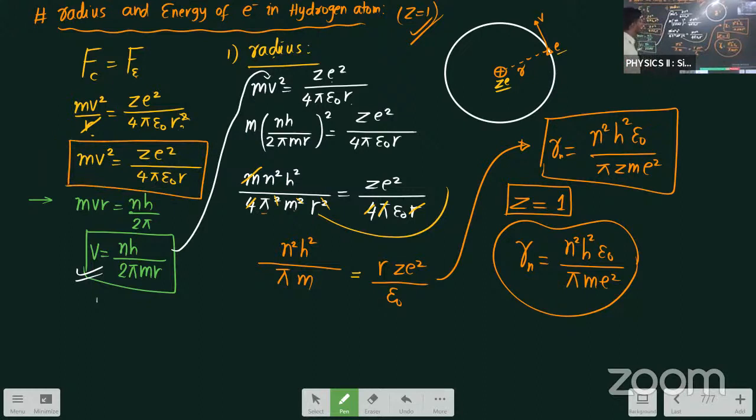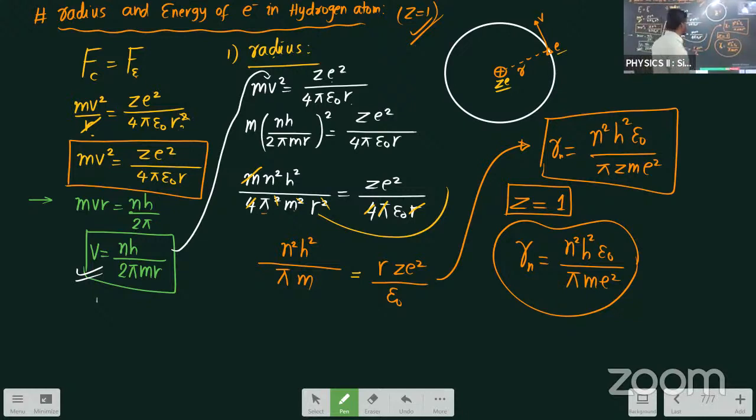Now from Bohr's quantization rule, we know that the angular momentum of the revolving electron is an integral multiple of h by 2 pi. So from here, I substituted the value of v in this equation, mv square equals ZE square by 4 pi epsilon naught R. After solving this, what is the formula for the radius of nth Bohr orbit you get? n square h square epsilon naught by pi Z m e square. We are discussing the case of hydrogen atom. For hydrogen atom, the value of Z is 1.